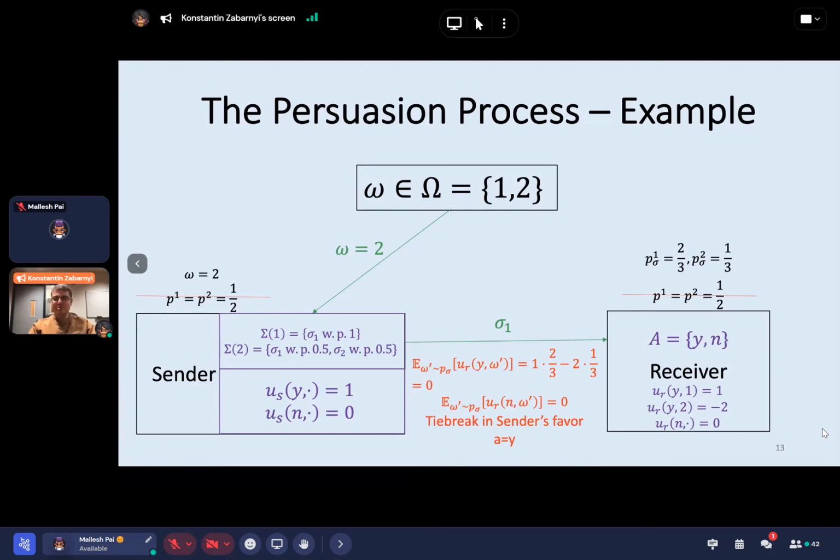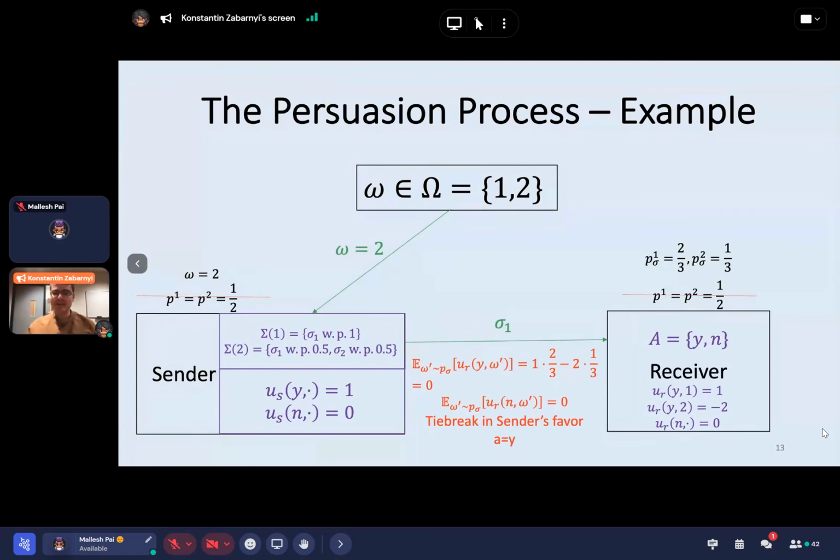So according to the posterior, there is a probability of 2/3 for the state being 1, and in this case, the receiver's utility for action yes is 1. And this is the explanation for the term 1 times 2/3. Now, what happens when the state is 2? The receiver's utility is -2, and the probability for it is 1/3. And therefore, the expected utility of the posterior for taking the action yes for the receiver is also 0.